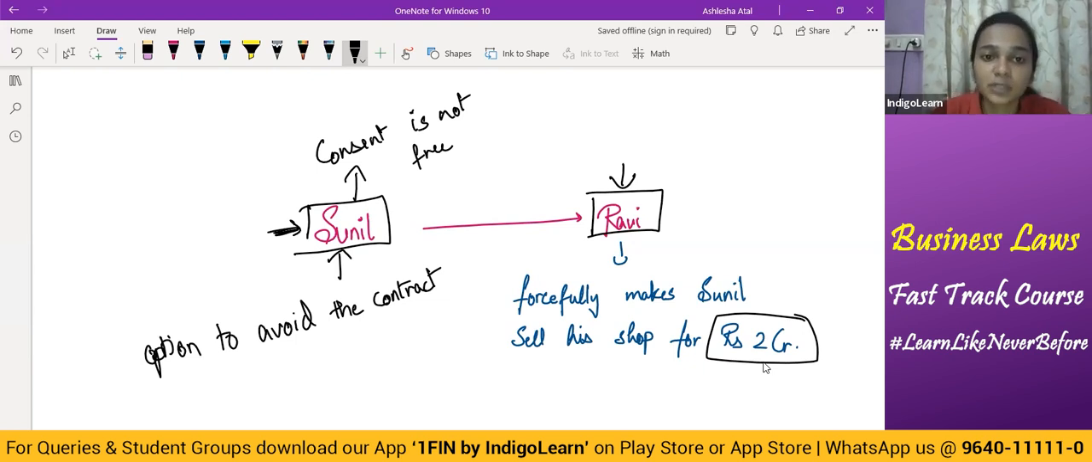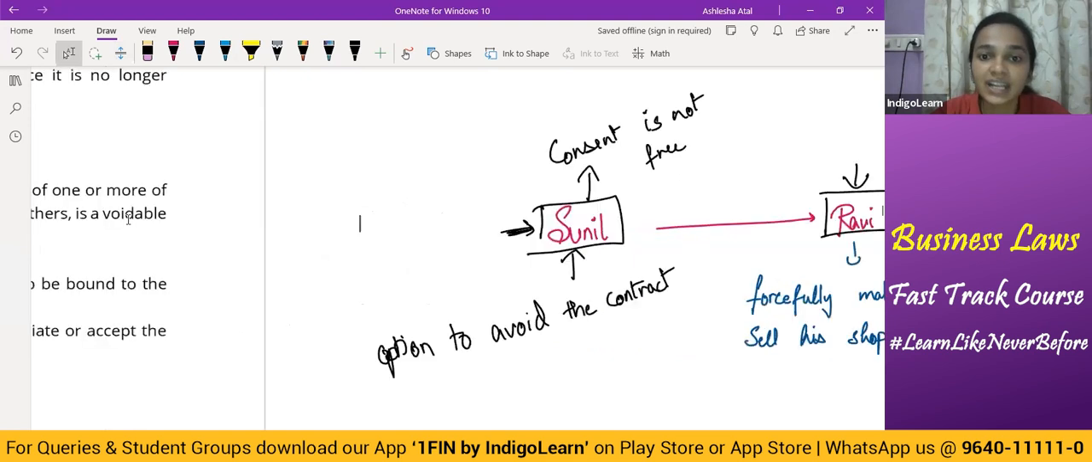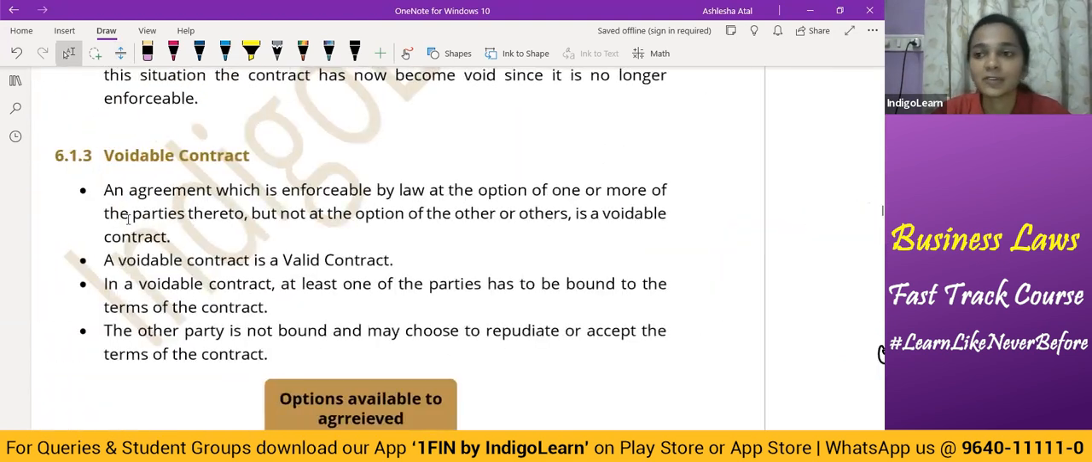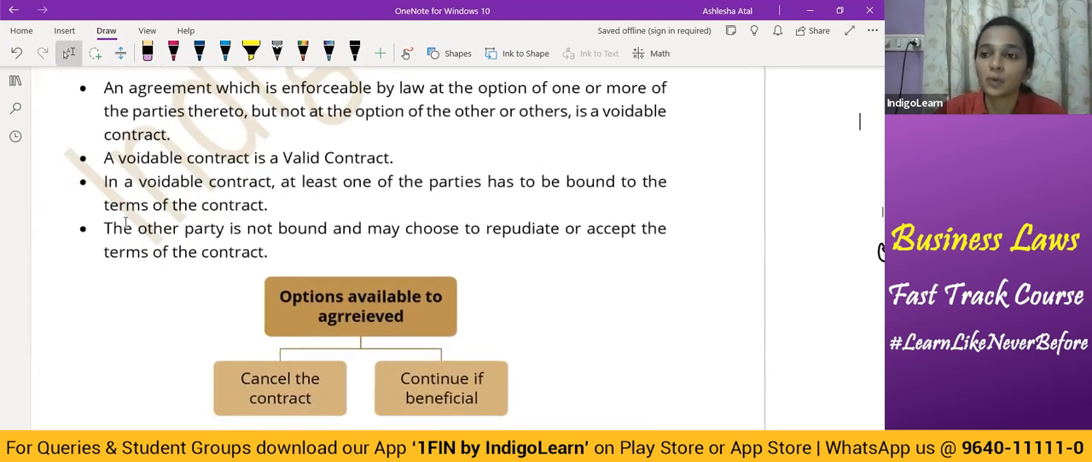So what is a voidable contract? A voidable contract is one where one of the parties has an option to avoid the contract. However, the other parties do not have the option to avoid the contract. So till the time the voidable contract is avoided, it is a valid contract only. It will remain valid and enforceable until the contract is avoided.